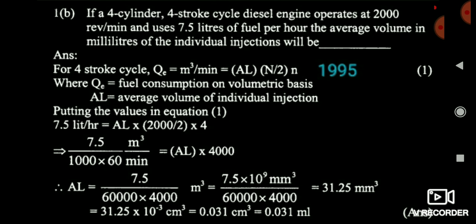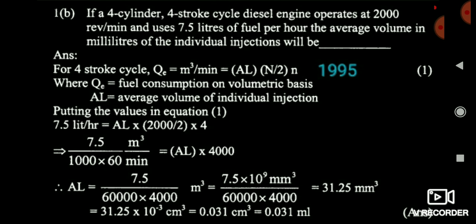you should calculate 7.5 liters divided by, you put all these values in the denominator, meaning 7.5 liters is given in one hour. So the number of injections in 1 hour you have calculated easily, you put it in the denominator and you get your value, that is 0.031 ml. Friends, I think this question looks very lengthy, but it is very easy.